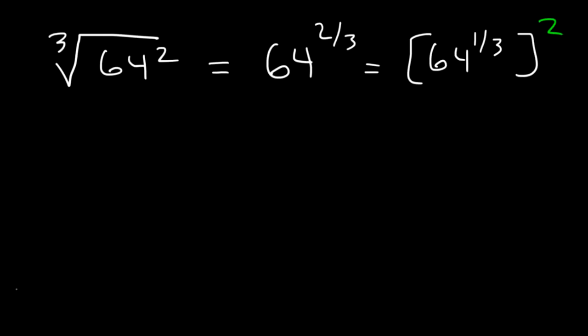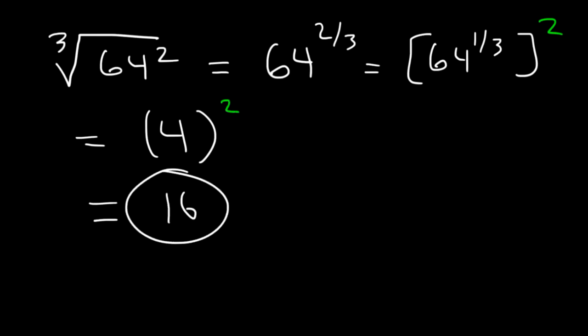Now, what is the cube root of 64? What number times itself 3 times is 64? 4 times 4 times 4, that's 64, so we're going to have 4 squared. And 4 squared, or 4 times 4, is 16. So the cube root of 64 squared is simply 16.